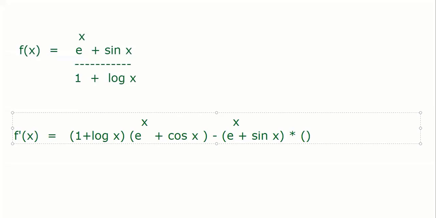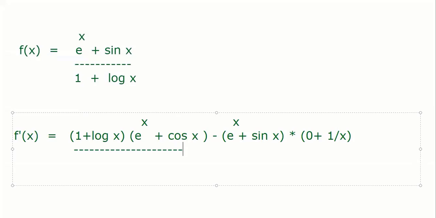Why 1 plus 1 by x? Sir, because differentiation of a constant, 1, is 0. Yes, sir. And log x we must write as 1 by x. Correct? That's why I'm asking you, right? Divided by 1 plus log x the whole square. 1 plus log x whole square.